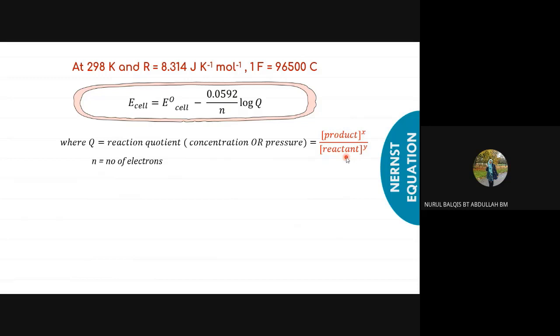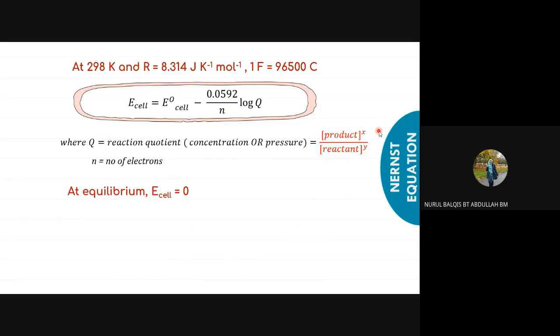But the overall equation. And then, where comes this power, X dengan Y? This power comes from your coefficient. If you have 2H plus on your product side, how do you write this? H plus to the power of 2. If you have 4H plus, H plus to the power of 4. Macam tu. Okay. And then, kita ada modification sikit.